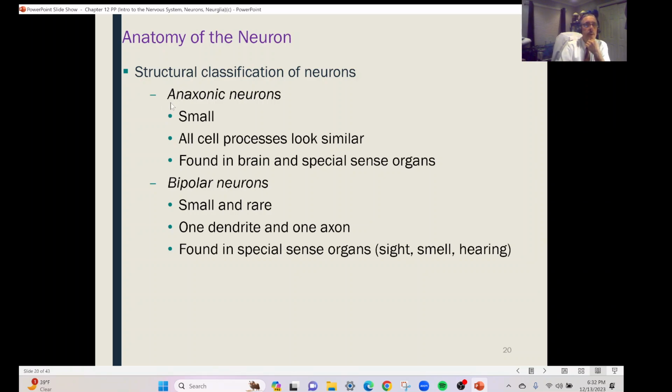The first one is known as an axonic. So that prefix an means without. Axonic, without an axon, right? So this is an axonic neuron. These are typically small, and then all the processes look similar, right? You really can't tell if there's an axon or not. Everything looks like dendrites. These are especially abundant in the brain and in organs of special sense.